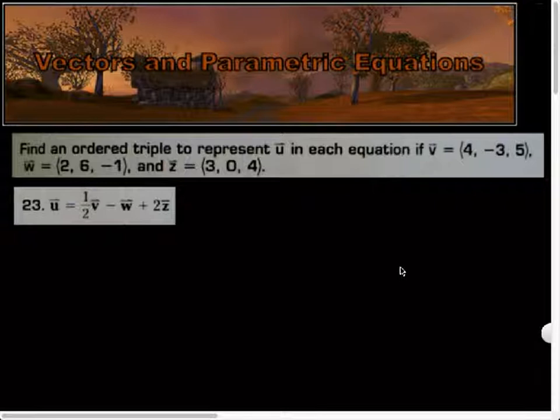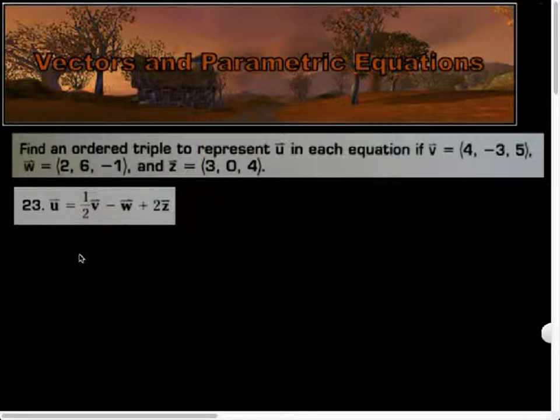And we are on page 50. That's right, my friends. Vectors in space, page 50. It says find an ordered triple to represent u, or anyone really, in each equation if v is blah, w is blah, and z is blah. And notice they use their cool little angled brackets. It's a little hard to see in this blurry picture here.